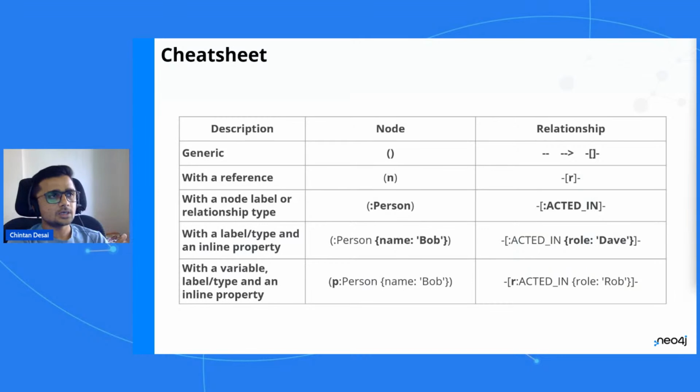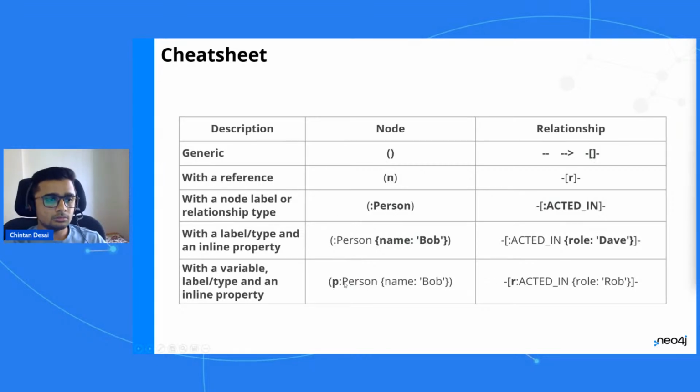Now there is a cheat sheet that I have created, and I'll share this deck with Sid, and Sid can pass it over to you guys. It's a cheat sheet that you can keep handy while you are trying out some Cipher queries. I have mentioned some generic things, like in order to show nodes, you have to use this kind of parenthesis, and in relationships, you can use this kind of patterns, and you can use a node reference. It shows how you use a label, how you use a relationship type, how you add a property to a node, a property to a relationship, and how you use a node with a variable.